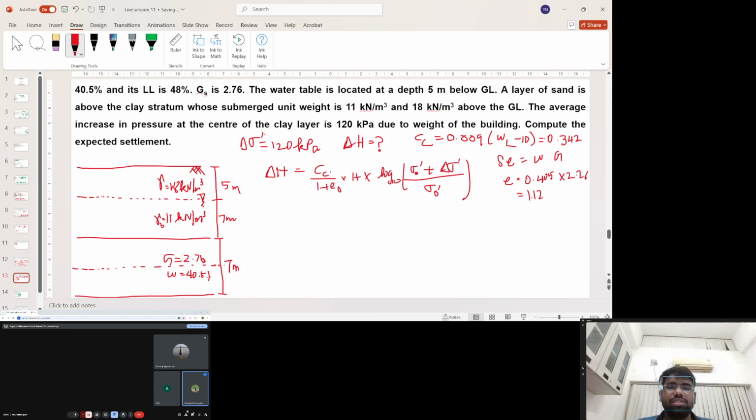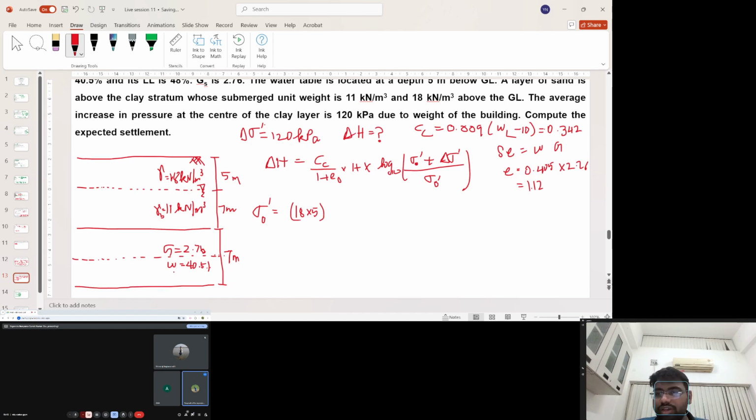Alright. So Cc we got, 1 plus E naught we got. We need to calculate sigma dash. So sigma naught dash is equal to 18 into 5. We need to find gamma also. Gamma submerged for clay. Gamma submerged or gamma saturated also. Gamma saturated, and you can separate gamma W from it, right?